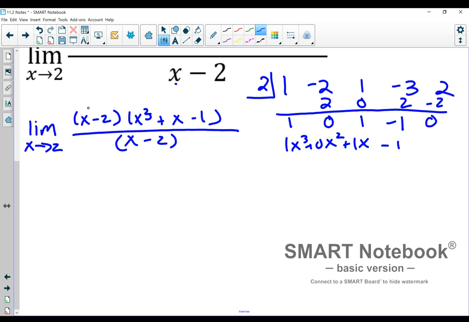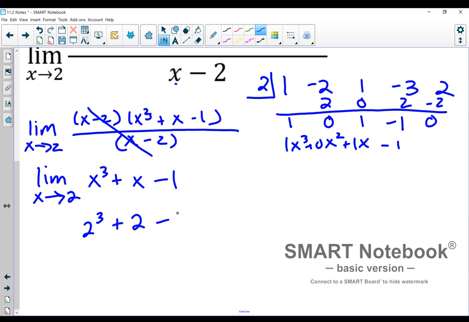And so again, my x minus 2's cancel out. So that would be a hole on my graph. But when I am finding a limit, I don't care that there's a hole there. A limit has just got to be close. So x cubed plus x minus 1, and then I'm going to go ahead and substitute 2. So let's see, 8 plus 2, 10 minus 1 should be 9. So my limit is going to equal 9.